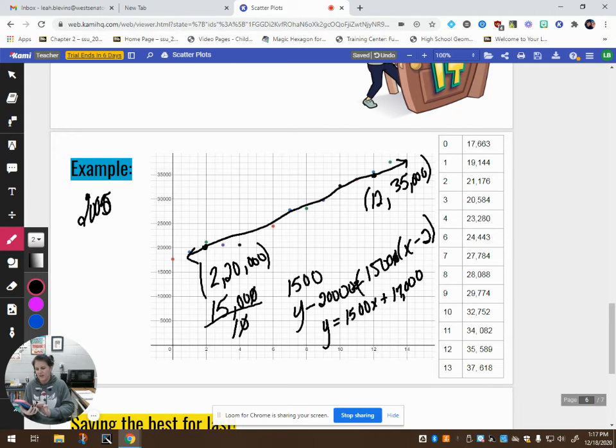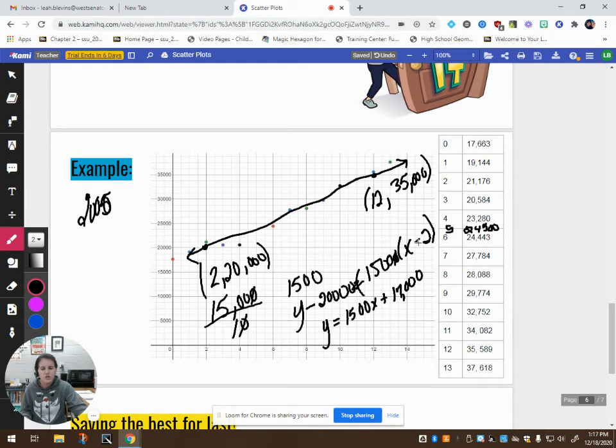So I've got 1,500 times 5 for 2005, 5 years after 2000, plus 17,000 equals 24,500. So you can see it's a little bit off because this would be a little bit less than that. And we would expect it to keep going up. So it's not exact, but that's pretty close, right? $24,500 for year 5.